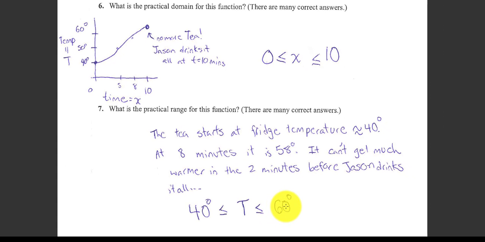Maybe the tea will warm up to room temperature. So maybe your house is at 60 degrees or 65 degrees. Again, there are many correct answers. You just wouldn't write 0 to 100, right? Because 0 would be a block of ice. If the tea came out at 0 degrees, it would be frozen, right?